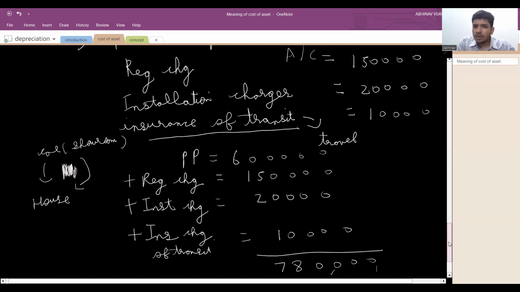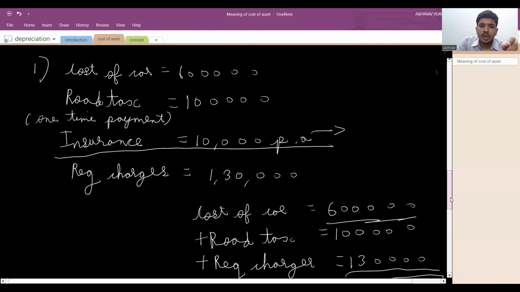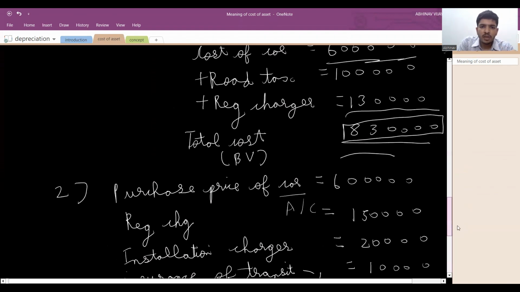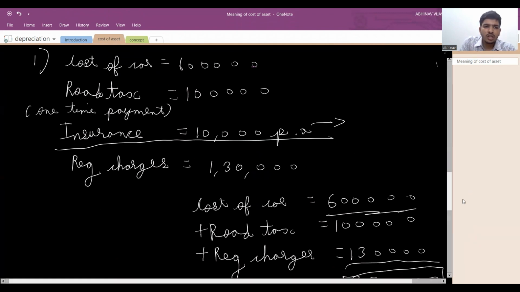Now, another question in your mind is, the insurance charges paid per annum in the previous question, why is that not added to the cost of the asset, and why is the insurance of transit added? See, the question is answered. This is per annum. This is paid throughout the life of the asset, and so maintains the efficiency after it's brought to the place of use. That's why it's not added to the cost.